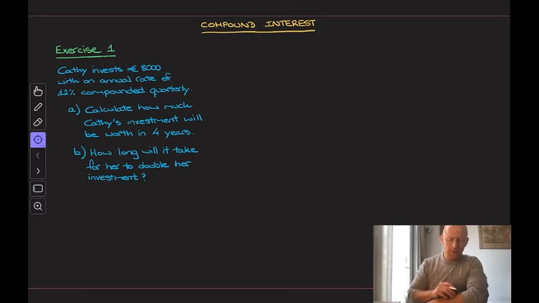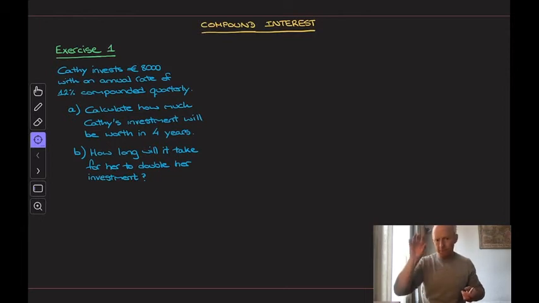We need to do 2 things. The first, we need to calculate how much Kathy would be worth after 4 years. We're then asked, how long will it take for her to double her investment? When I say that, I'm assuming, of course, that she's not taking any of the money out, so the money is just deposited and left to rest with that annual rate for whatever time is needed. That's the whole idea here.